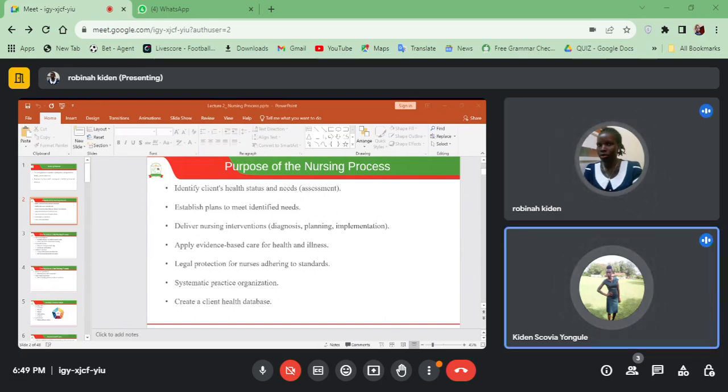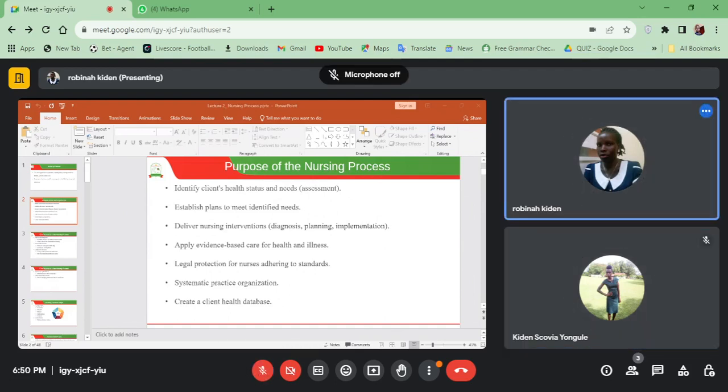So the first phase, which is assessment, involves collection, organization, validation, and documentation of clients' health status, and under these, physical examination and observation, which we shall look into in detail. So right there's a pictorial that is showing a nurse interacting with a client. The nurse is trying to assess the client.